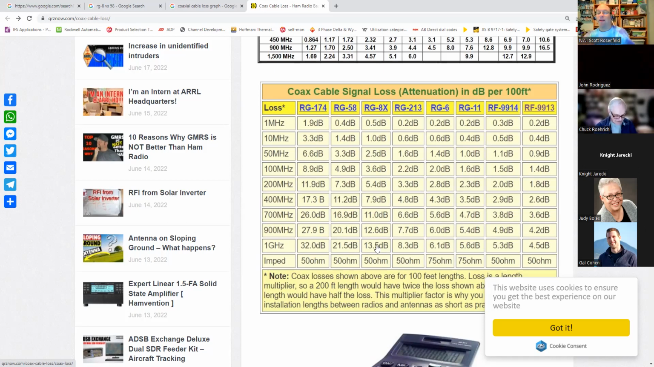Heat. It just heats the cable up. So if we switched over to, let's say, this RF 9913 at that same frequency, we'd be all the way in the lower right-hand corner at 4.5 decibels, which is about halfway between 3 and 6.